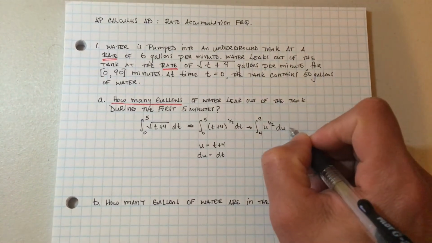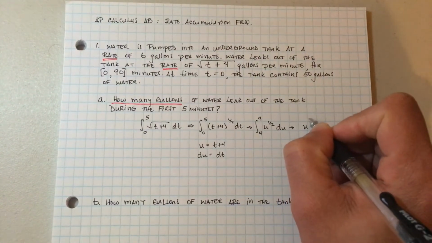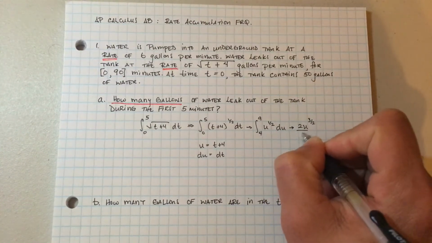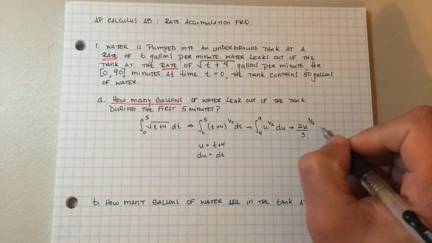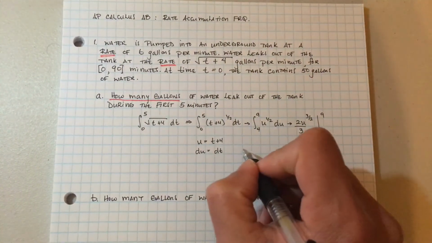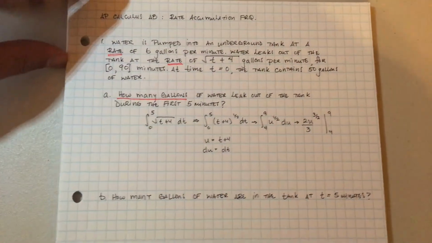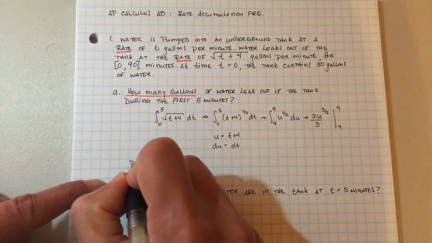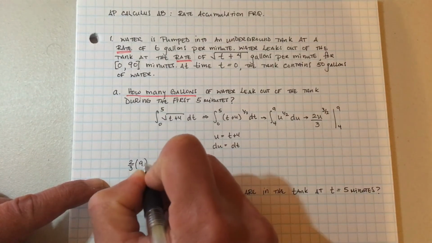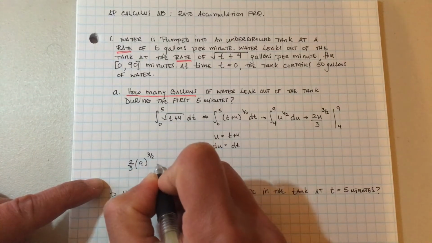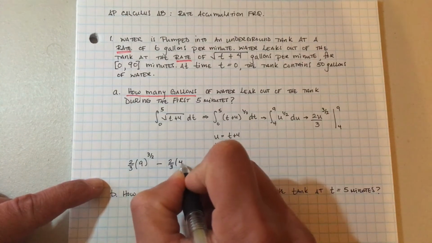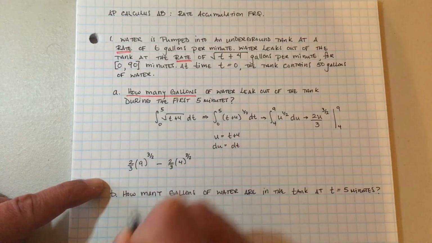And so then we go on. The antiderivative becomes u to the 3/2. Dividing by 3/2 is the same thing as multiplying by 2/3. And then we go from 4 to 9. Let's do that over here on the left side. We're going to get 2/3 times 9 to the 3/2 power minus 2/3 times 4 to the 3/2 power.